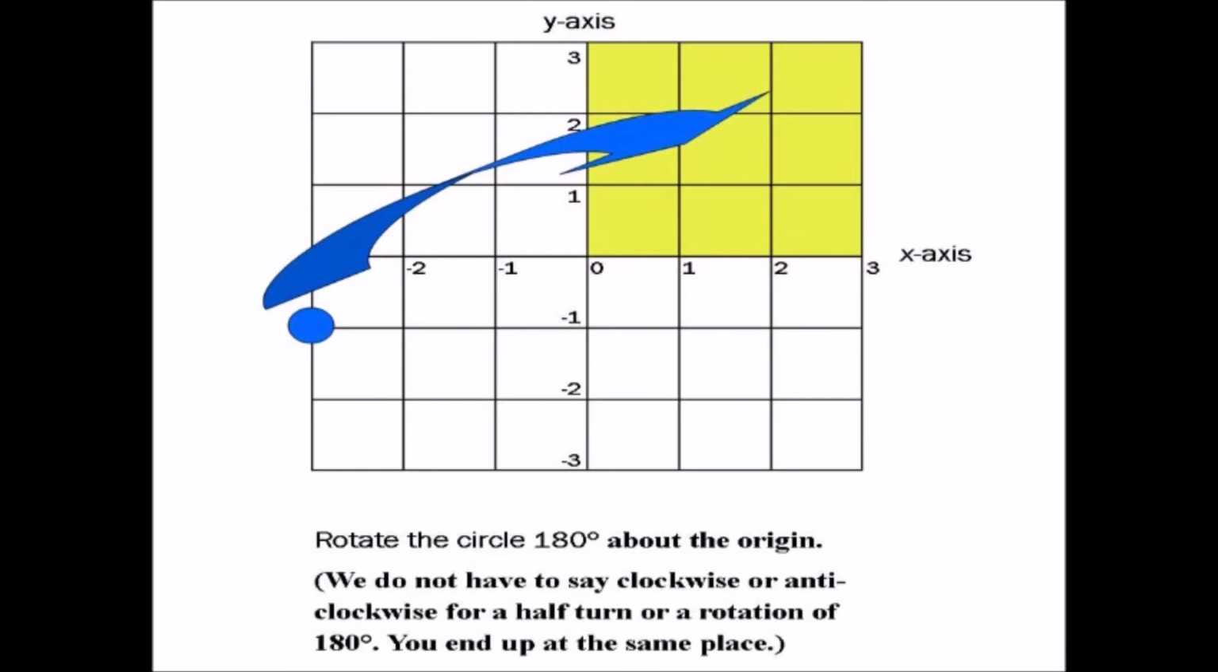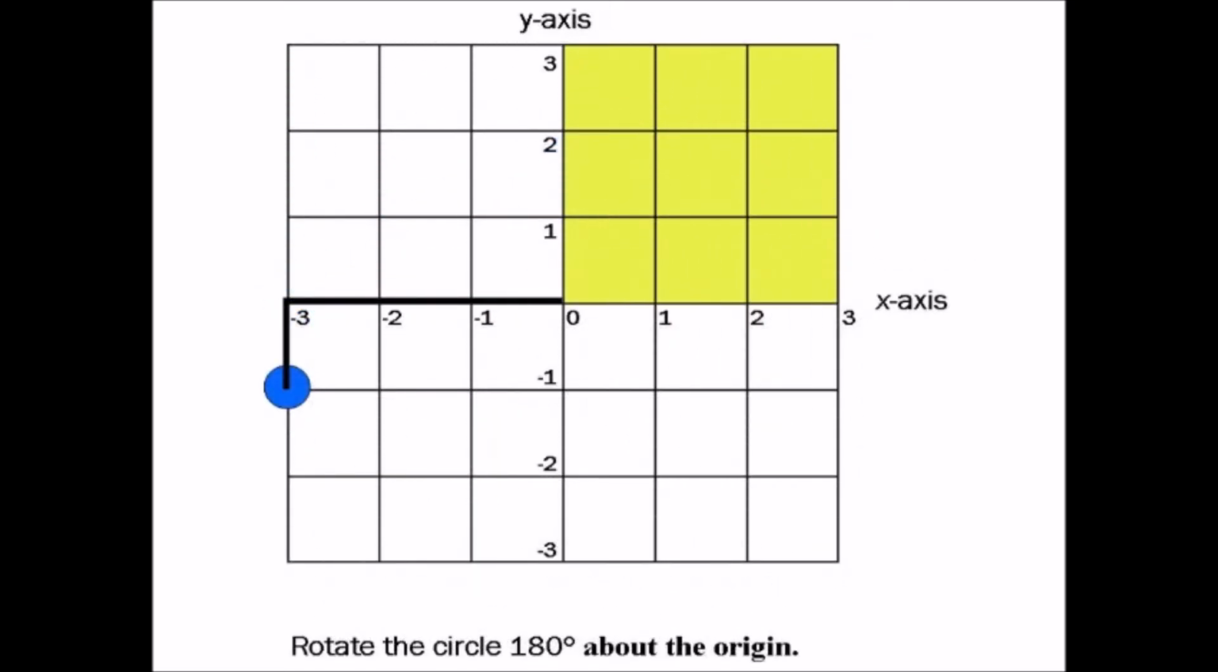And like I said before, we don't have to say clockwise or counterclockwise for a half turn or rotation of 180 degrees. You end up in the same place. Okay, so once we know where we would end up, where we are going, we need to see how to get there. Now you're not rotating it 90. Now remember, you're rotating it 180. So do the same thing. Go to the center of rotation 0 and draw a line across from it to -3. 1, 2, 3 steps across and one down. Attach it. There you have it.